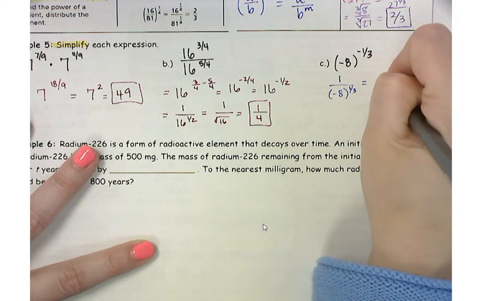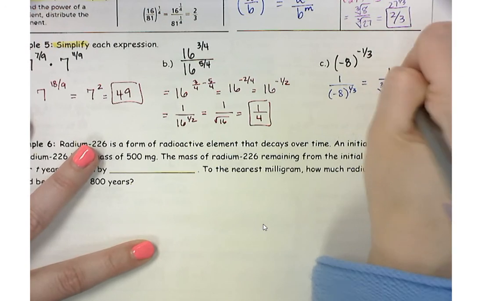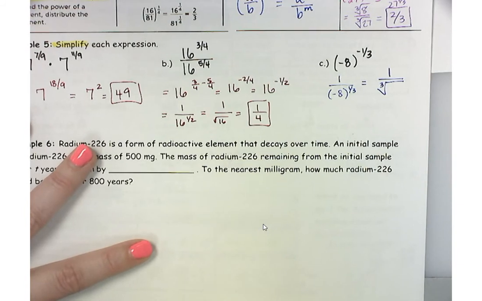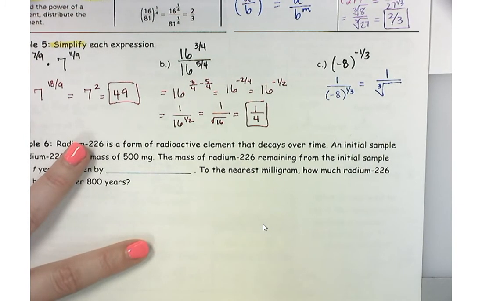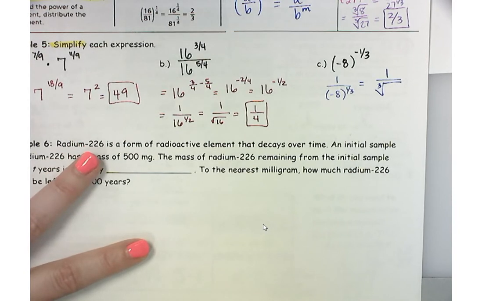All right. So this is 1 over the cube root of negative 8. The cube root of 8 we know is 2. The cube root of negative 8 is negative 2. Yep. So this is negative 1/2 is our final answer. And you can put your negative right in front there.